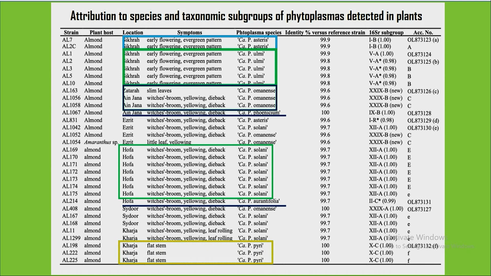Then we have, very interesting, Candidatus phytoplasma beri. This is never reported in this crop. Beri was reported in stone fruits, in peach in Italy, but not with almonds.